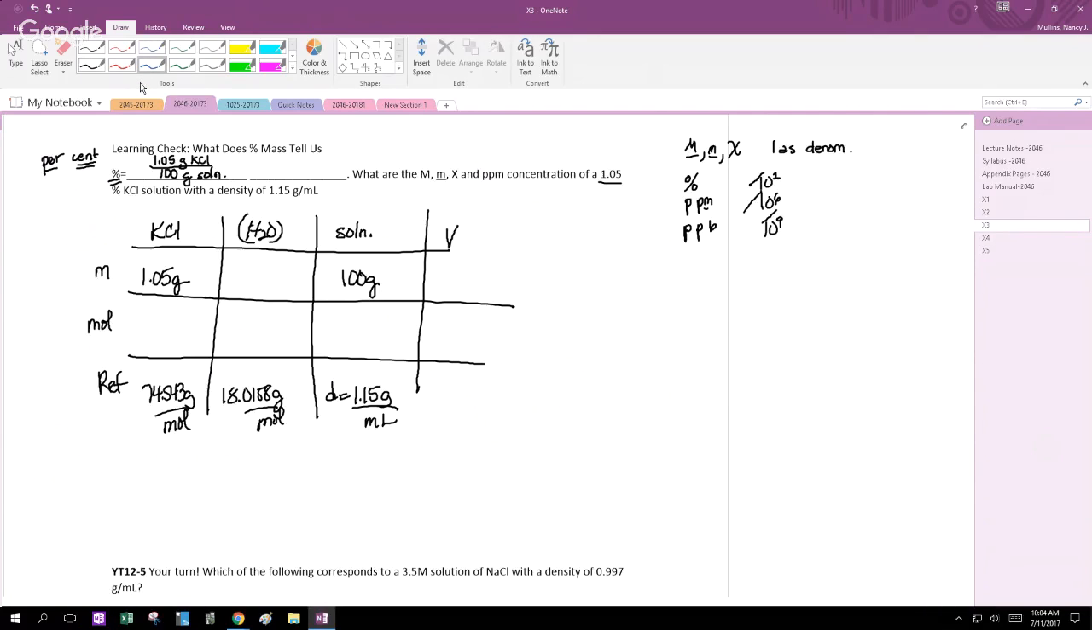So where can I go in one step? Easily. 100 minus 1.05 gives me my mass of water. What else can I do?